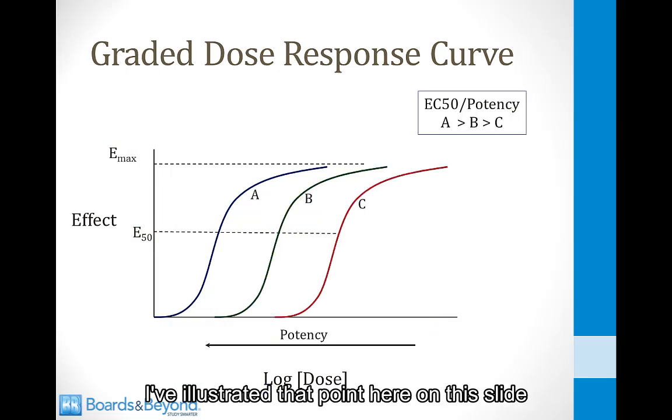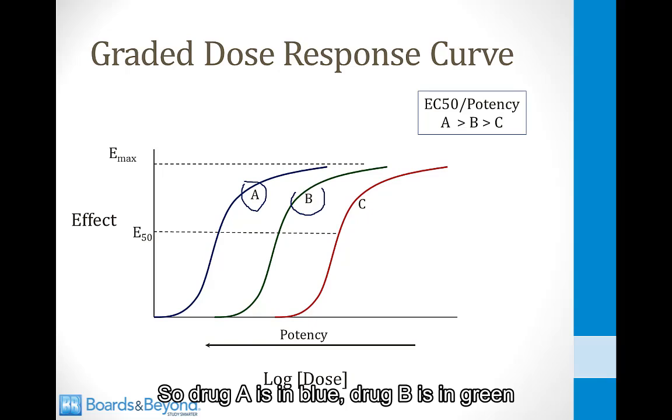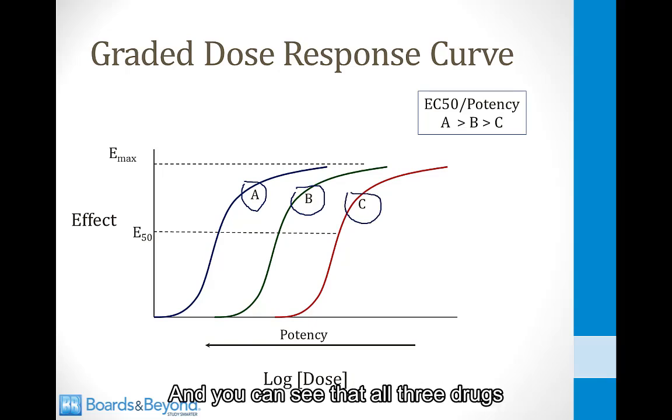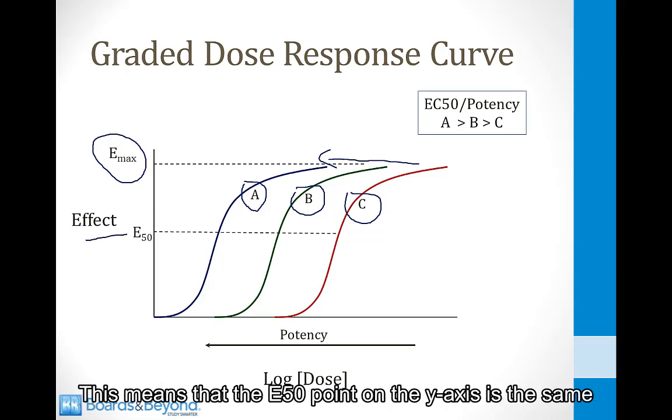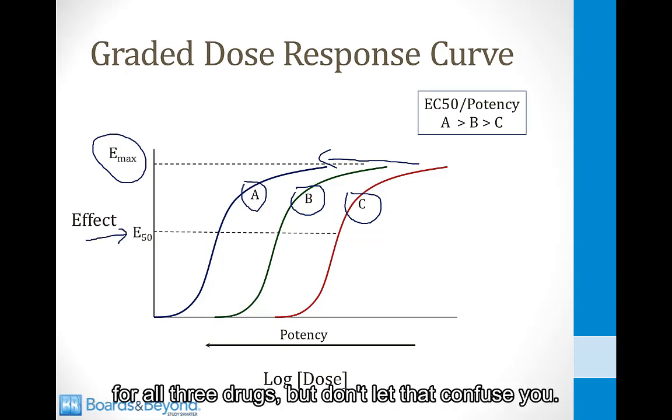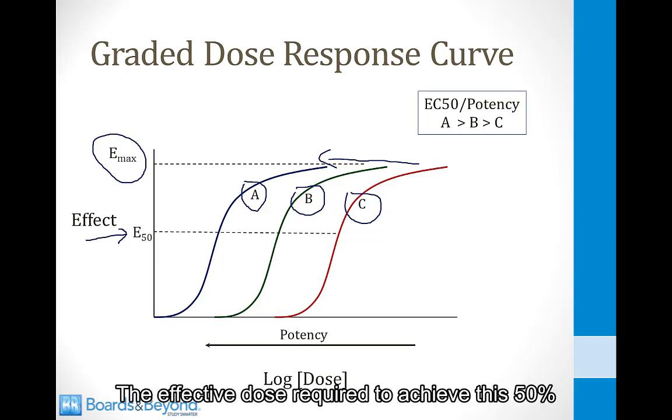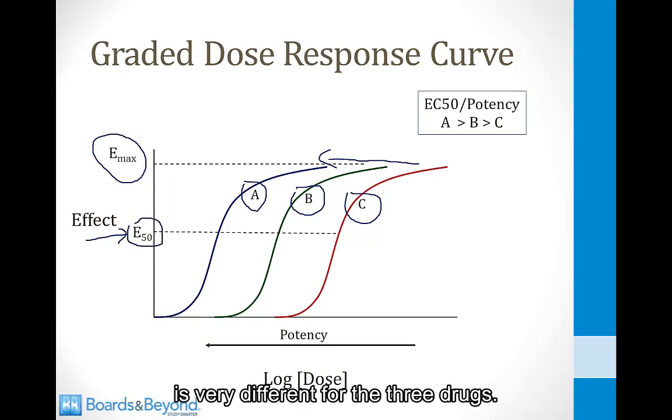I've illustrated that point here on this slide by drawing 3 dose-response curves for 3 different drugs. So drug A is in blue, drug B is in green, and drug C is in red. And you can see that all 3 drugs are able to achieve the same Emax. They have the same maximum effect that they're able to achieve. This means that the E50 point on the y-axis is the same for all 3 drugs, but don't let that confuse you. The effective dose required to achieve this 50% is very different for the 3 drugs.